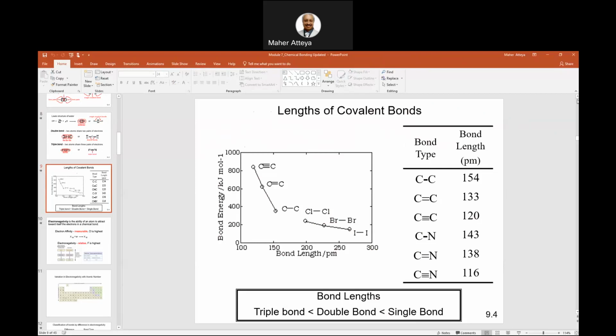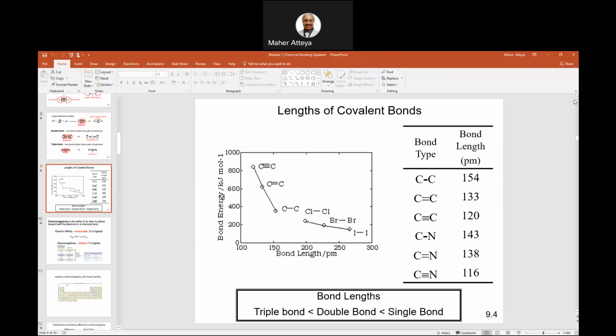So the single bonds, far away from each other, you can rotate them very easily. They can spin like this, clockwise or opposite, counterclockwise. But the triple bond, you cannot rotate it. It's absolutely, you cannot rotate those.